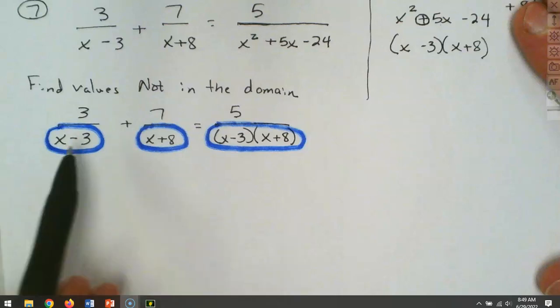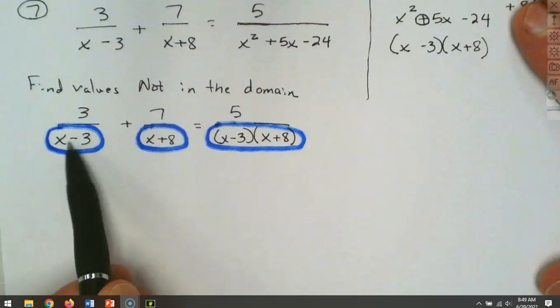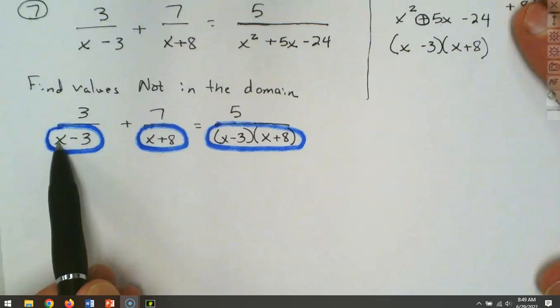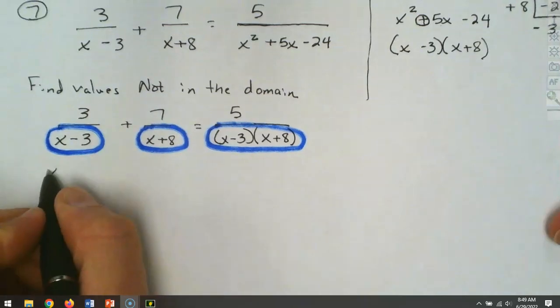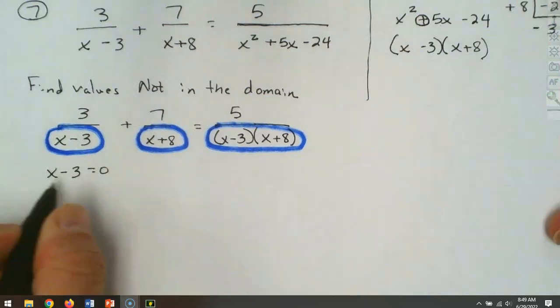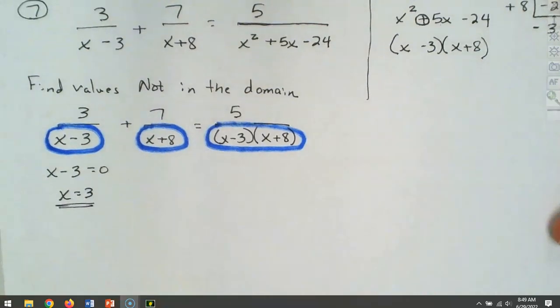I think you can kind of look at these and see, okay, so what number minus 3 makes it 0? Well, what number minus 3 makes it 0? Of course, that's going to be 3. Because 3 can't be in the domain because 3 minus 3 down below is 0. And you could solve that if you need to, because you could do x minus 3 equals 0, which would then give you 3. So these are not possible solutions.